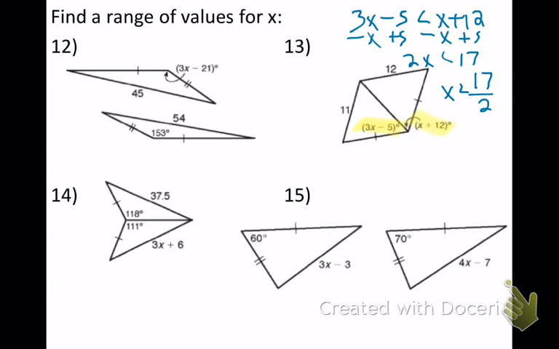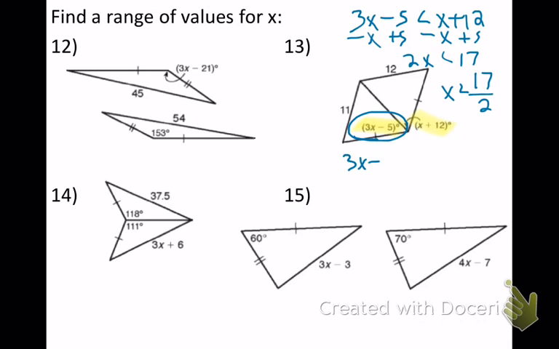The second half, though. Which one do I set greater than 0? Doesn't matter. It does matter. 3x minus 5 is greater than 0. Why would I pick that one? Because it's the smaller one. If the bigger one's greater than 0, that's great, but then the smaller one can still be less than 0. That doesn't work. So you always need to set the smaller one greater than 0.